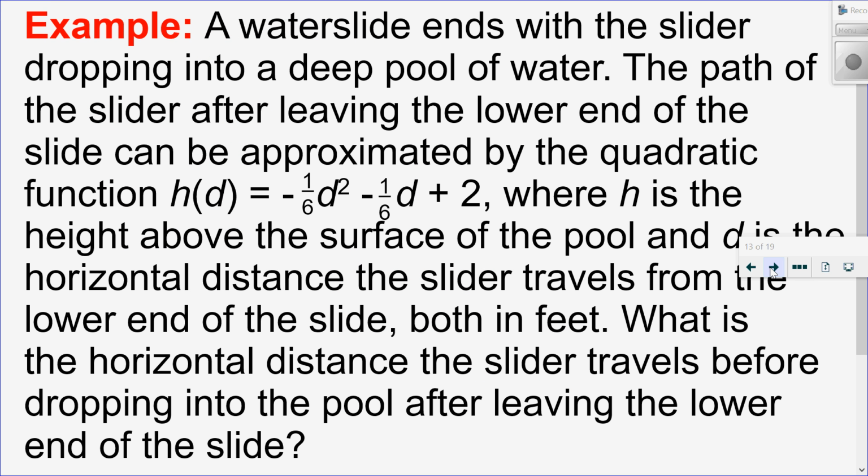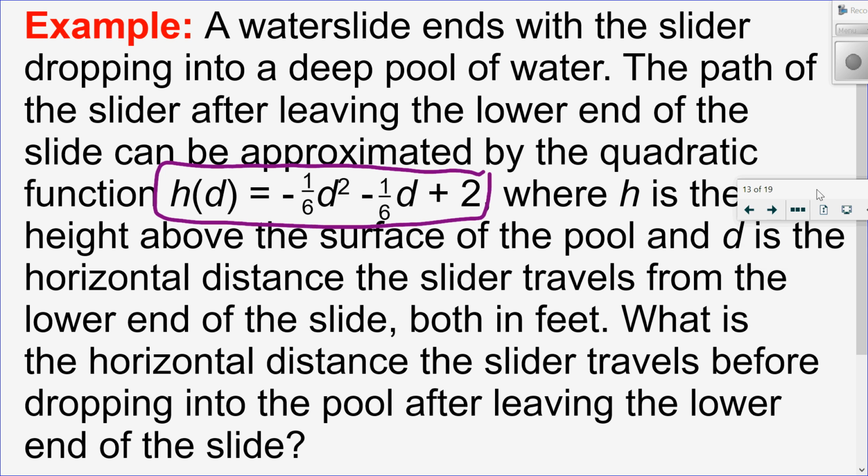Okay, I want to do 2 word problems with you. So in this first word problem, we have a water slide, and it ends with the slider dropping into a deep pool of water. So imagine you're going down the slide and you kind of do a little dip up in the air, get some air, and then you land into the pool. Well, that pathway after you leave the water slide is modeled by this equation, where h is the height above the water and d is the distance from the slide.